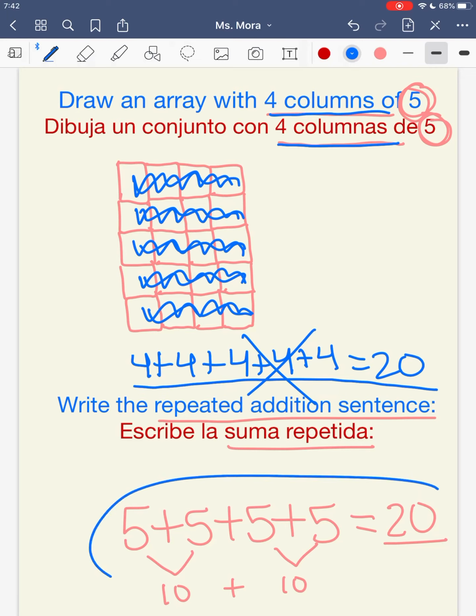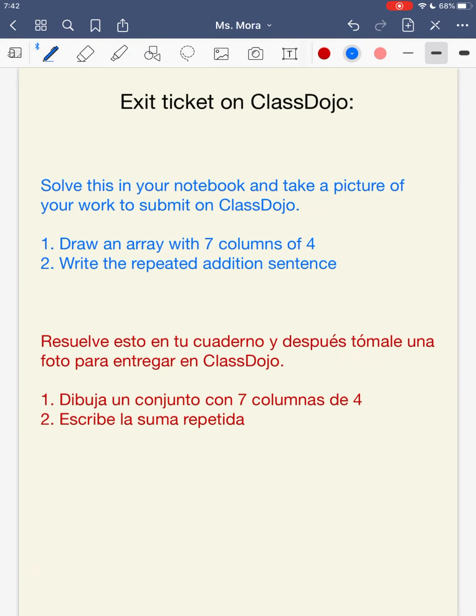Alrighty guys, so for your exit ticket, what you're going to do is you're going to draw this in your notebook and then take a picture and upload it, okay? So draw an array with 7 columns of 4. Alrighty, make sure it's squares and make sure you don't leave spaces in between them, okay guys? And then write the repeated addition sentence. Remember, if we're talking about columns here, your repeated addition sentence should also be talking about the columns.